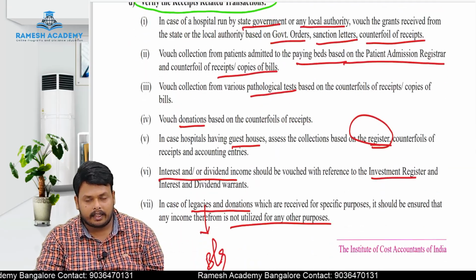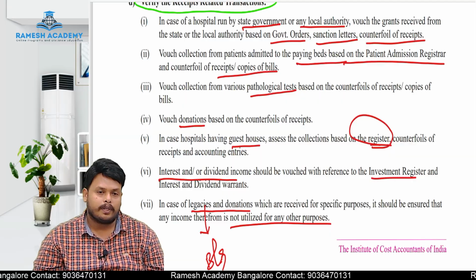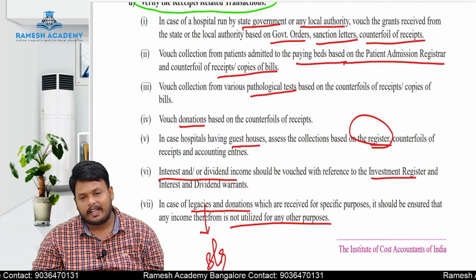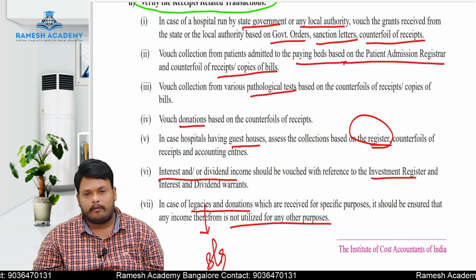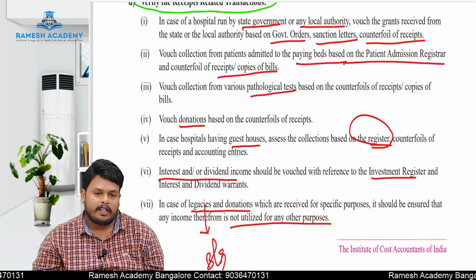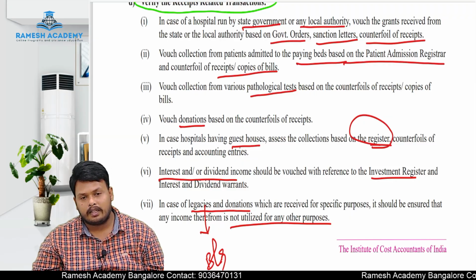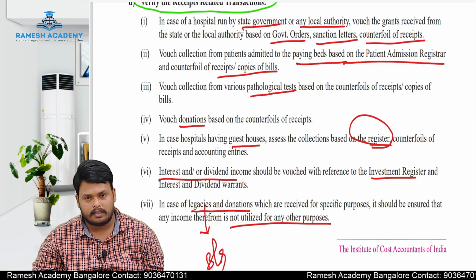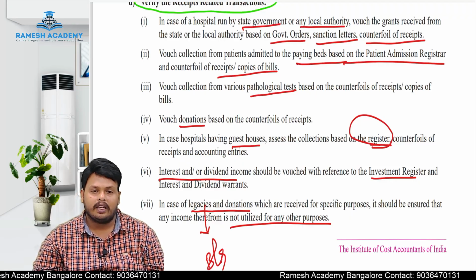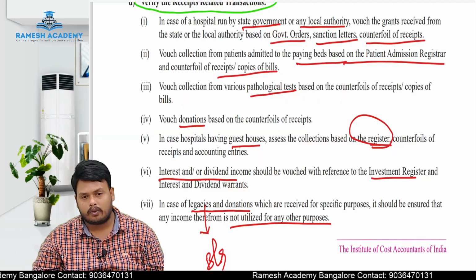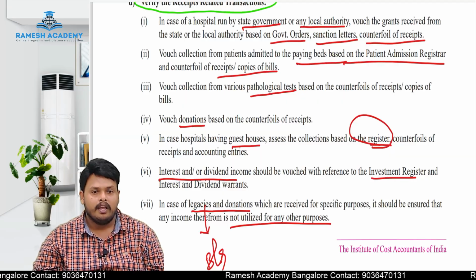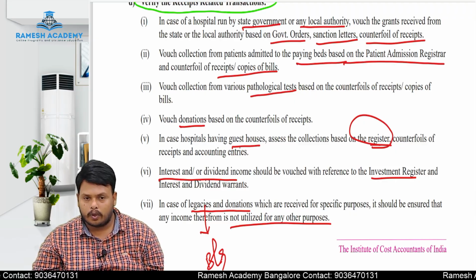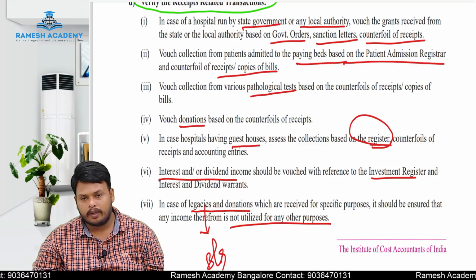In the case of receipt related transactions, if it is a government hospital, we have to verify the government grants and sanction letters. If it is through patients, we have to verify the admission register, how much amount we are receiving from the patient. If the patient is undergoing any pathological test, any amount collected towards that also the auditor has to verify. If any person is donating to the hospital, the donations also should be verified.